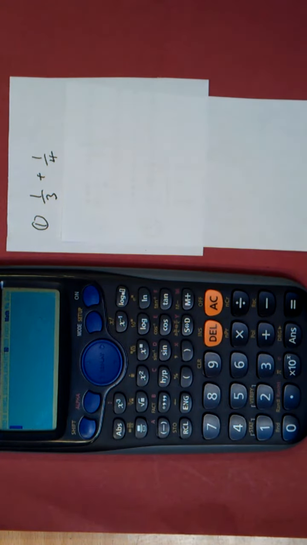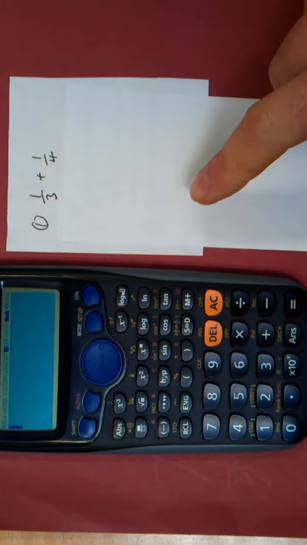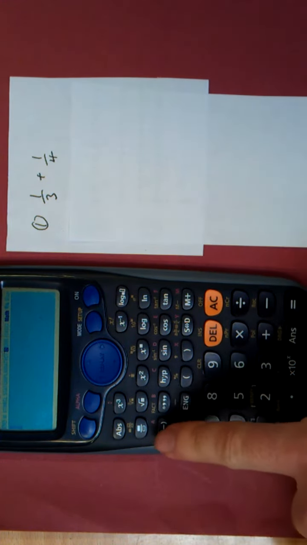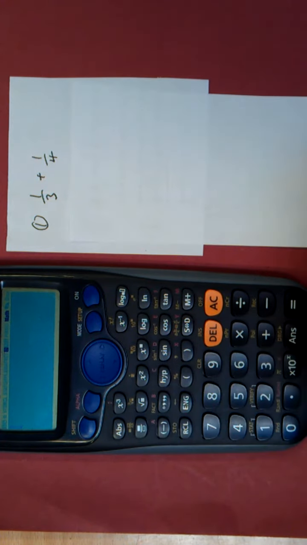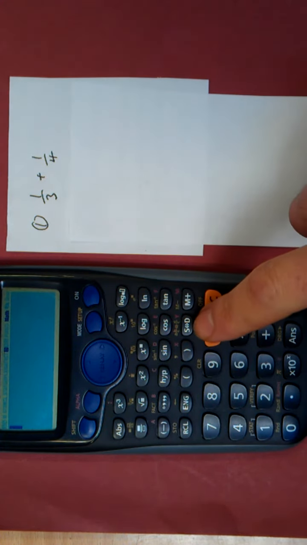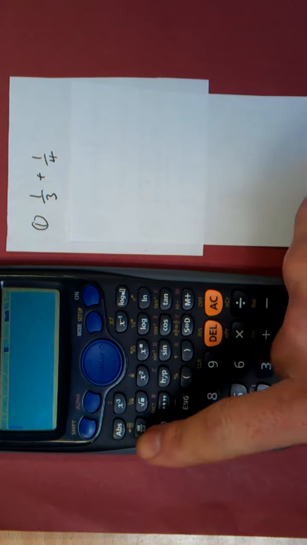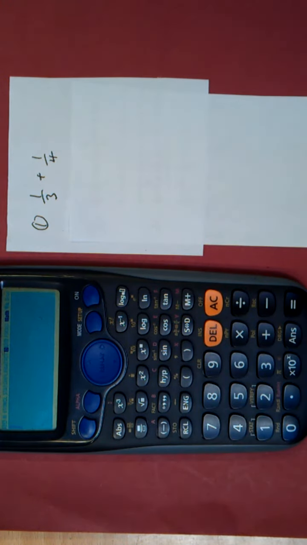Okay, in this video I'm going to show you how to do some fraction calculations, and we're going to particularly focus on the fraction button, which is this one up here. We're also going to need the third decimal button with the S double arrow head and the D over here. We're also going to use the shift function on both of those.